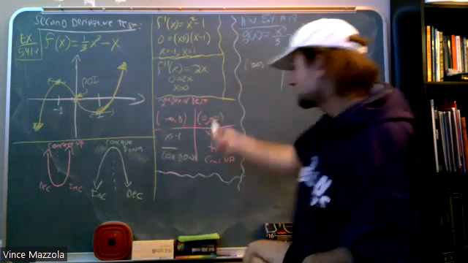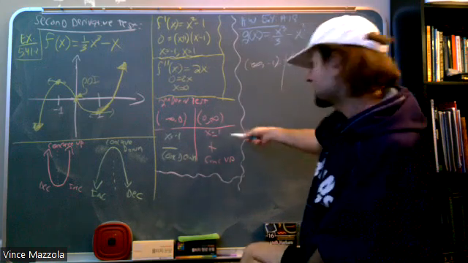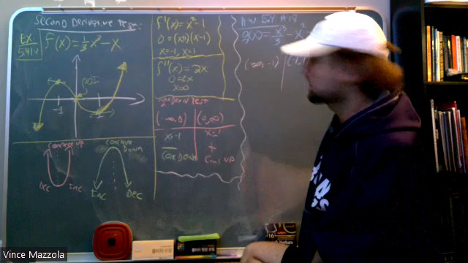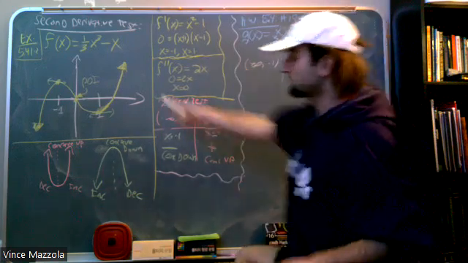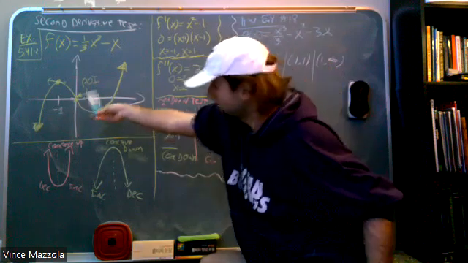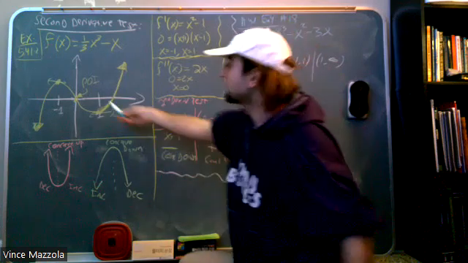And from 0 to infinity, right here, taking a look, plug in a number between 0 and infinity, x equals 1, plug it back in here, you get a positive answer. So from 0 to infinity, your graph is going to be concave up, meaning it's going to be looking like a smiley. Positive answers, right?